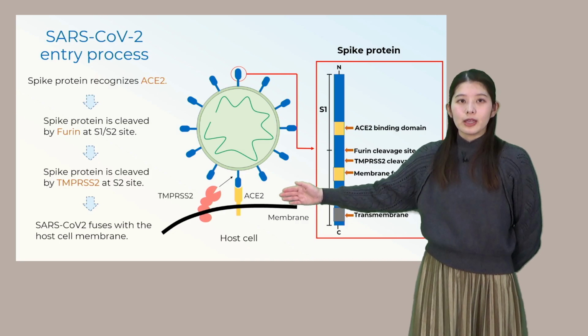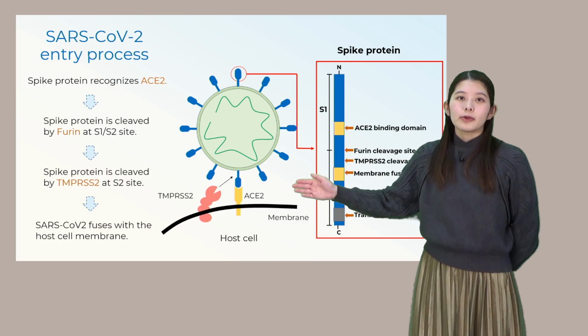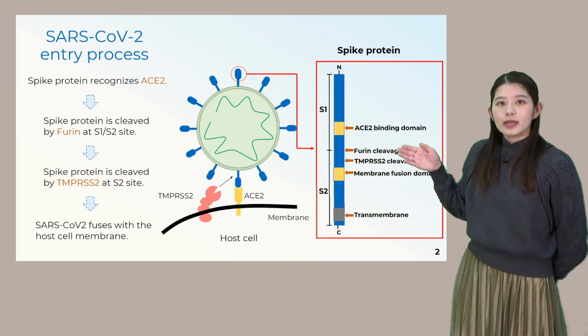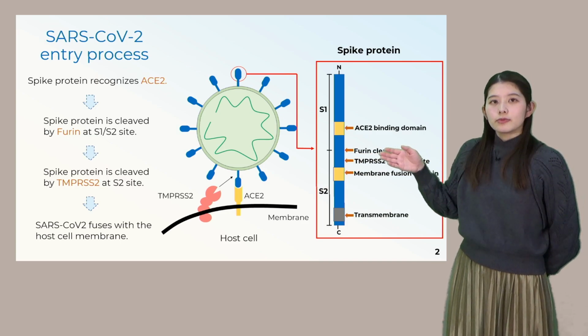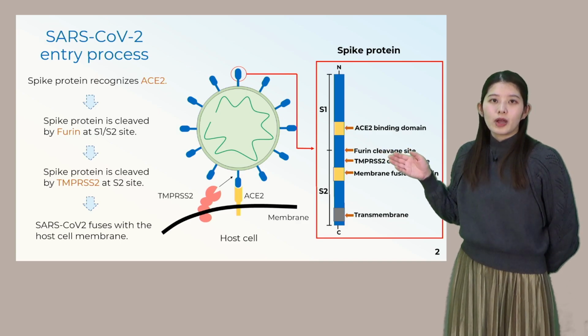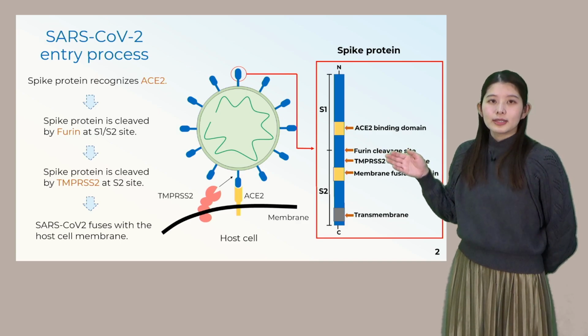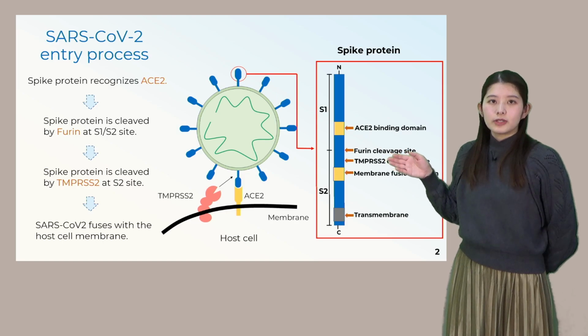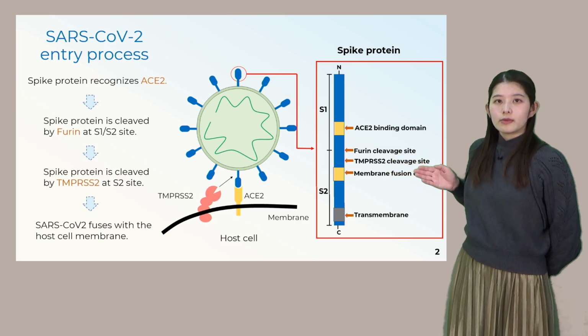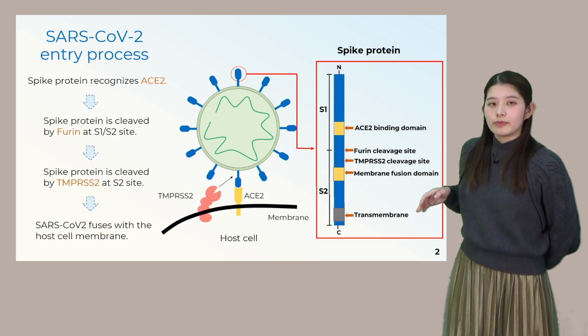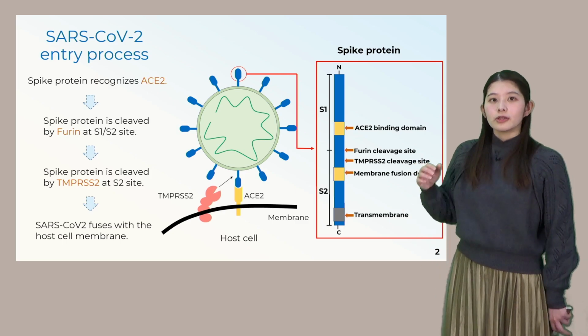After spike protein binds to ACE2, spike protein gets cleaved by some proteases. First, between the S1 and S2 domains, spike protein is cleaved by furin protease. And next, the S2 domain is cleaved by TMPRSS2. By these steps, the membrane fusion domain is exposed and activated so that membrane fusion occurs and the virus enters our body.